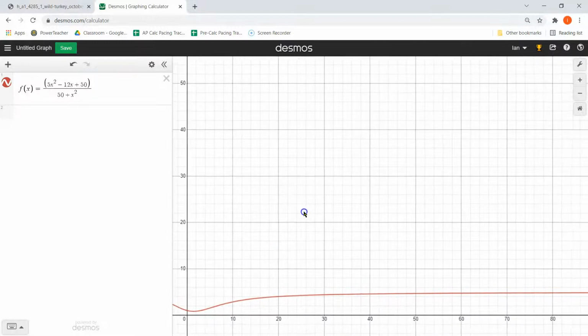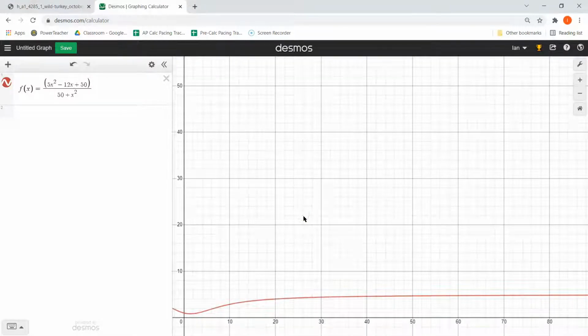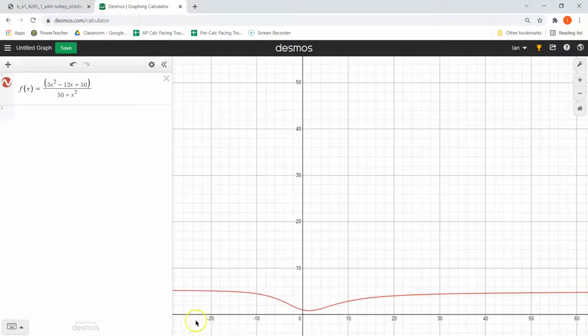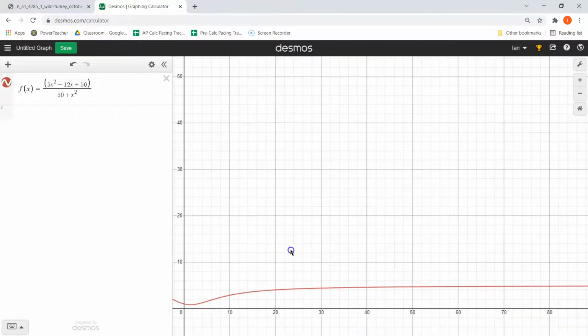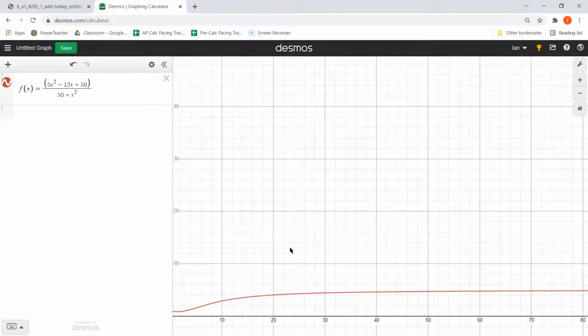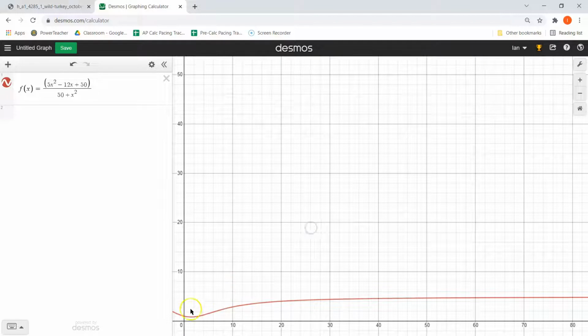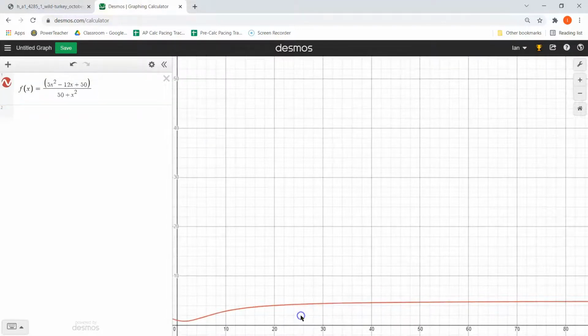And I'm going to scroll over. I just care about positive time and positive turkeys. I don't care about negative 20 years because that doesn't make a whole lot of sense, right? So here is my graph of f of x. And notice we start with about 1,000 turkeys. So every one x is 1,000 turkeys. Then we decrease for a little bit, and then we sort of climb back up, right?